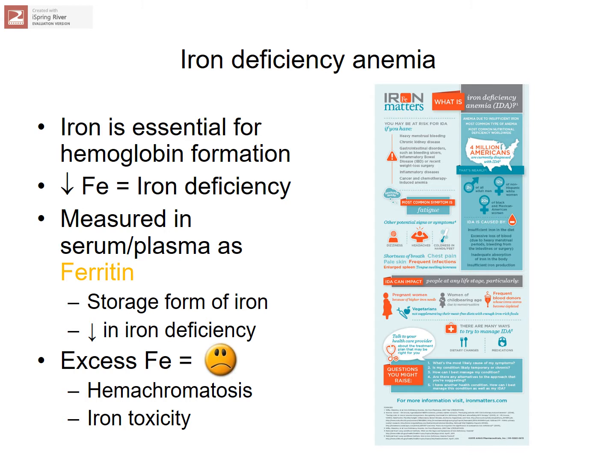Let's look at iron deficiency anemia. Iron deficiency anemia is one of the most common diseases worldwide. It's readily recognizable. Backing up just a bit, iron is essential for hemoglobin formation. So a decrease in iron results in iron deficiency anemia. We measure iron in serum or plasma as ferritin. Ferritin is the storage form of iron, and we see decreases in this storage iron, or ferritin, in iron deficiency.